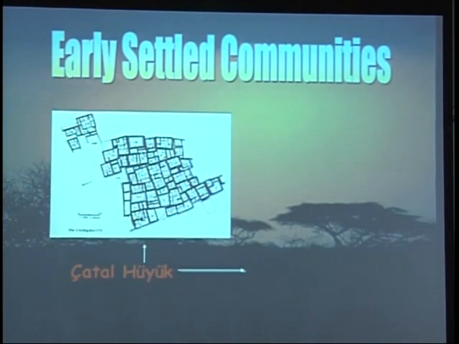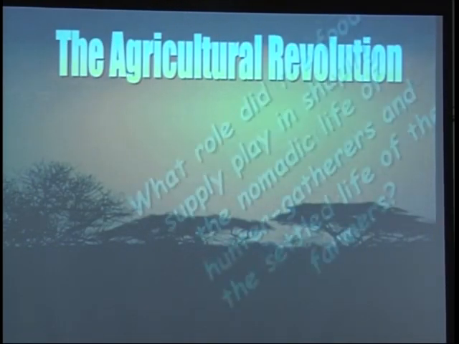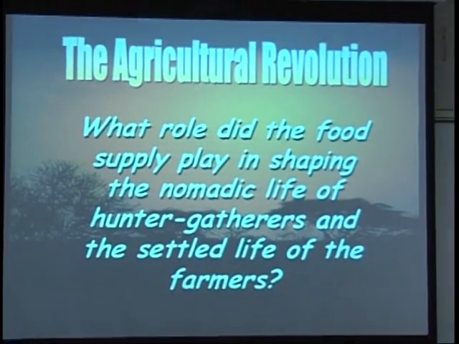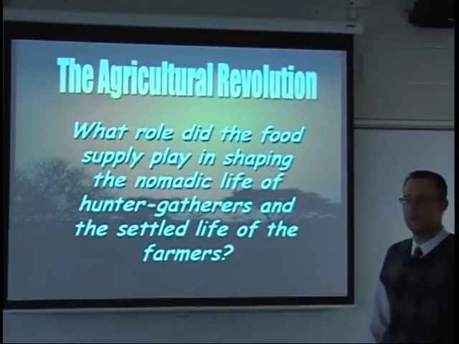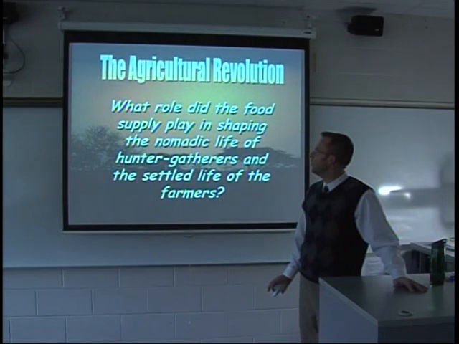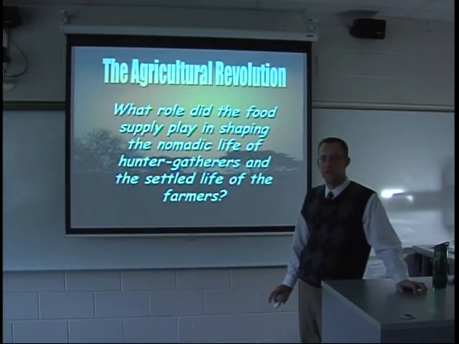Early settlement communities. There's an example of a hut. And what role did food supply play in shaping the nomadic life of a hunter-gatherer and the settled life of a farmer? That's what I'll leave you with today: the idea that by forming small communities and shifting from the nomadic hunter-gathering society into a settled, established society, you had the growth of modern human beings.